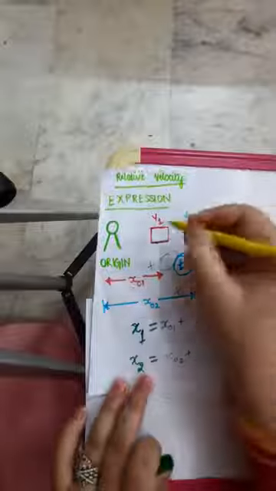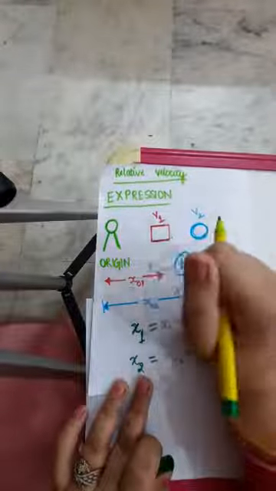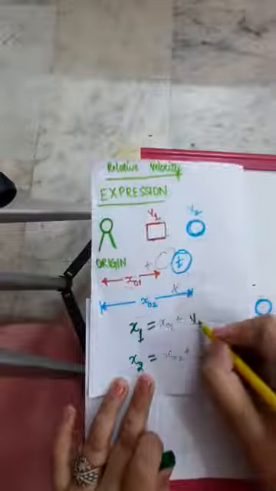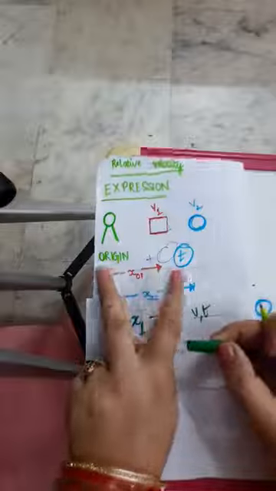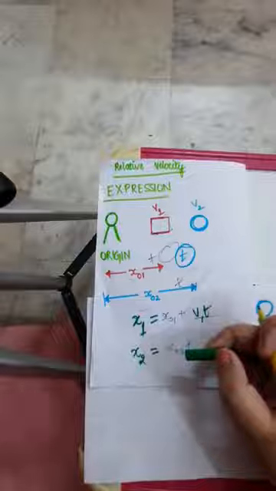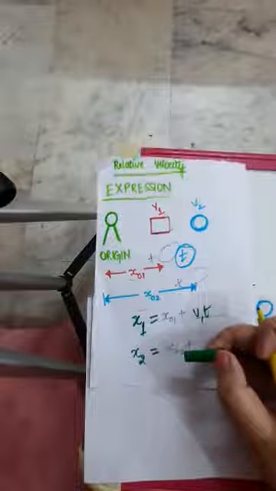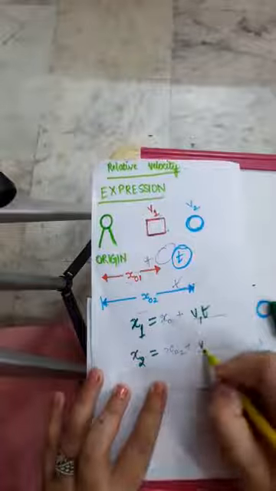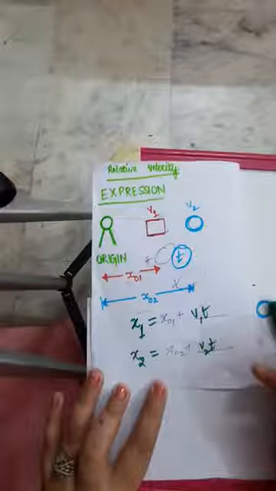So this red object was moving with velocity v1. How much distance would it have covered in t seconds? Of course, v1t. So the overall x1 distance will be this initial separation x01 plus some more distance which was travelled while the body was moving. And x2 will be x02 plus v2t. Is it clear?